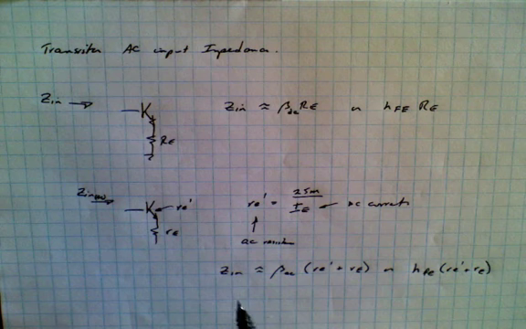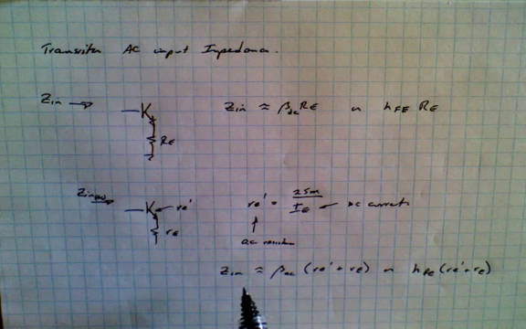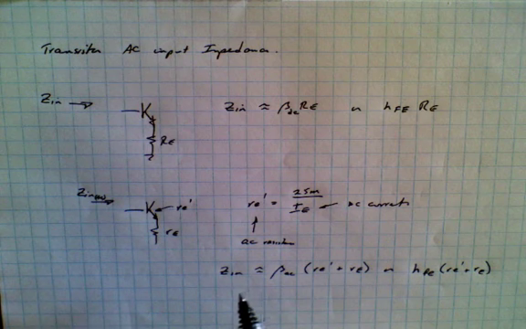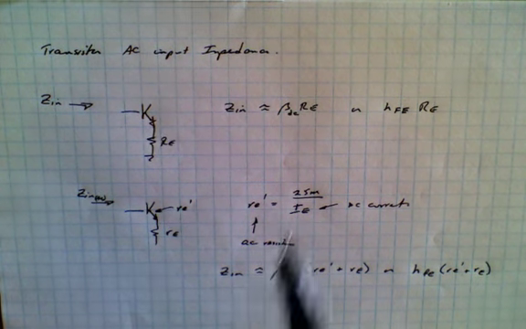Now, in the case of AC analysis, we pretty well always have to take this into account. But in DC analysis, generally the number is high enough that we can ignore it.